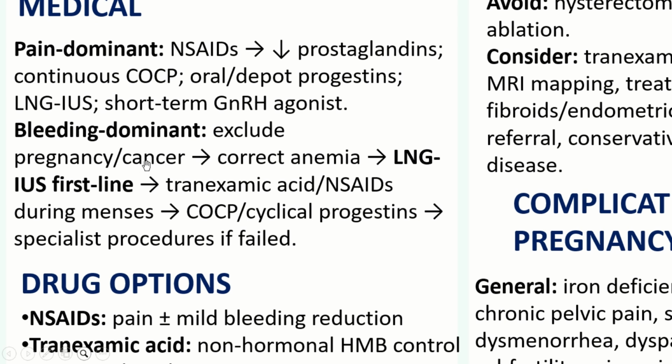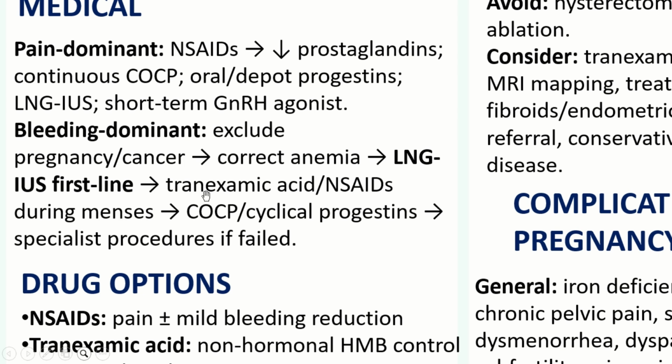So the bleeding dominant, you want to exclude pregnancy as well as you want to exclude cancer. This is someone who's not waiting for their period. They're having heavy menstrual bleeding, intermenstrual bleeding, bleeding at any time. And then you want to correct the anemia, and the levonorgestrel IUD is the first line, because once you put it in there, it's going to stop the person from having periods, and when they don't have periods, they're not going to lose blood. So to prevent them from developing the anemia, you want to stop them from having their period as normal. Then you can give tranexamic acid and NSAIDs during the menses.